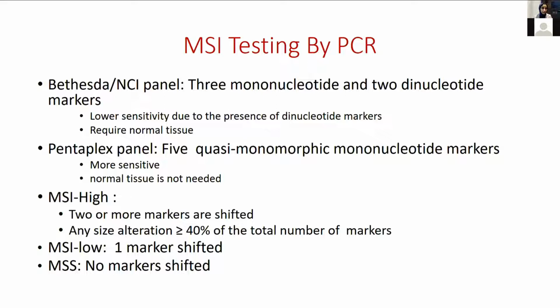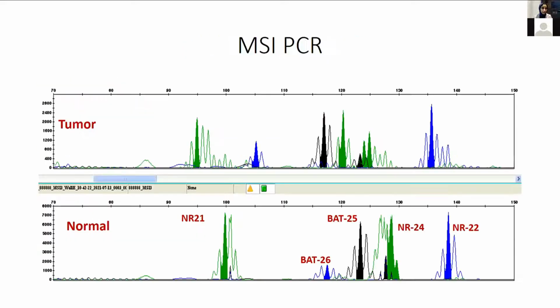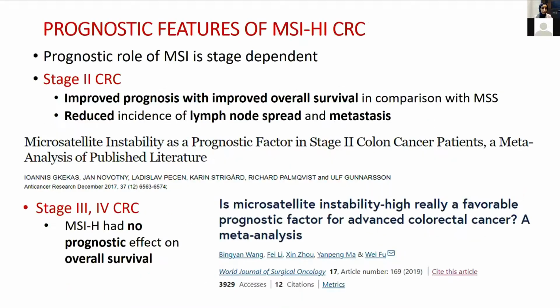You might wonder what's the difference between MSI low and microsatellite stable. Clinically, these behave the same, though we report them as MSI low versus MSI microsatellite stable. This picture shows the MSI PCR enhanced assay that we use, and you can see the tumor sample compared to the normal and the microsatellite markers. All of the microsatellite markers in the tumor shifted to the left, consistent with contraction of those repeats.